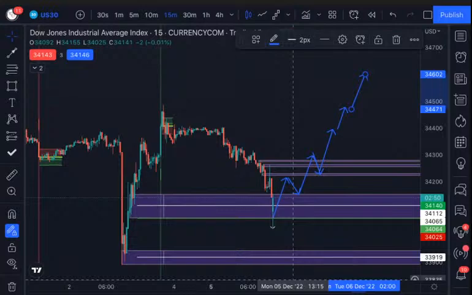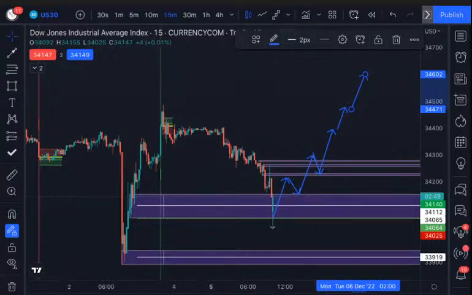Now we have some divergence actually being created. And I think this is where we're actually going to have price turn around. It's going to come down and then push all the way up. It just closed that gap.